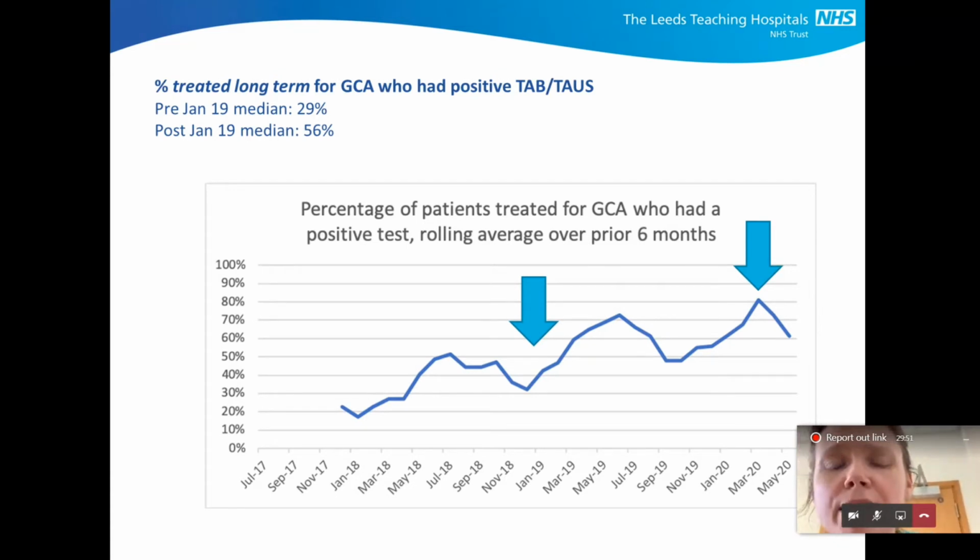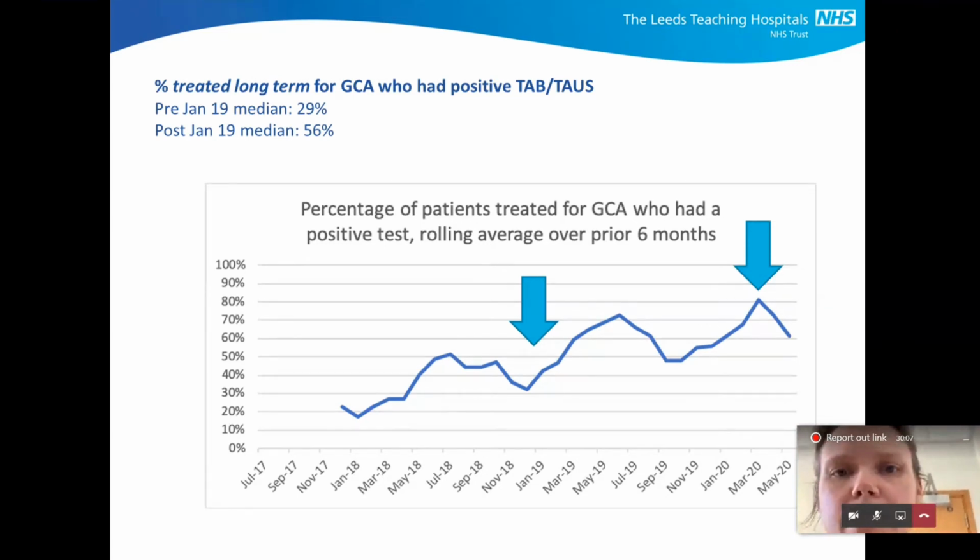So the median percentage of patients with a positive test before January 2019 was 29%. But since January 2019, 56% of patients who we are treating long term for GCA have that positive test, and that's been gradually rising since that time.